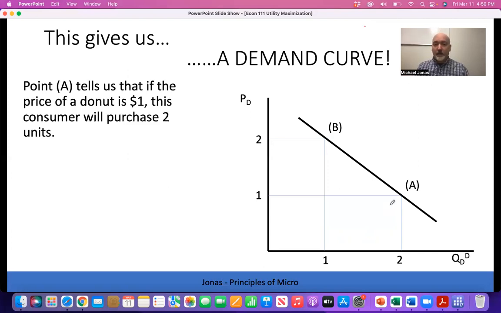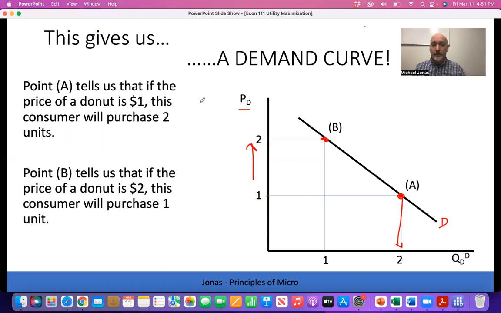So remember point A, that was at the original price level. And this is for donuts, right? That's what's experienced the change in price. The original price level was $1 and our optimal consumption was 2 units. Then the price went up to 2. We recalculated our optimal bundle and we found that we would buy only 1 unit. Those 2 points are both optimal price quantity combinations for this consumer. And that reflects their demand relationship, right? That movement from point A to point B.